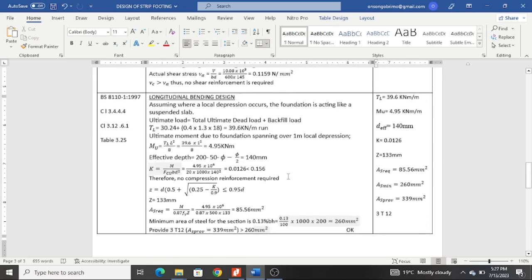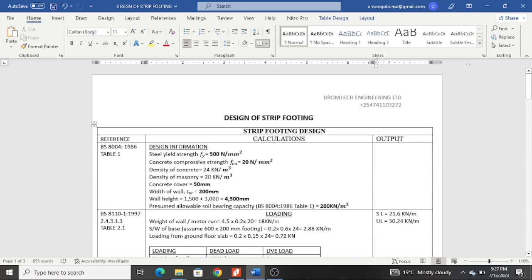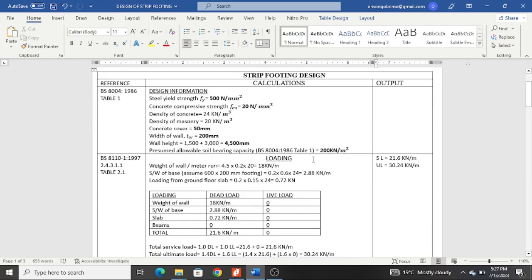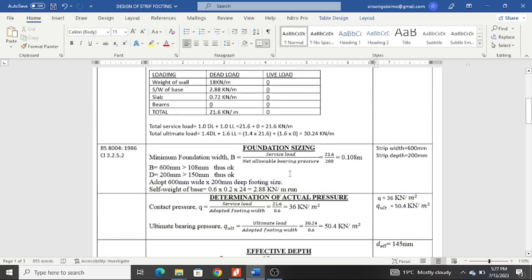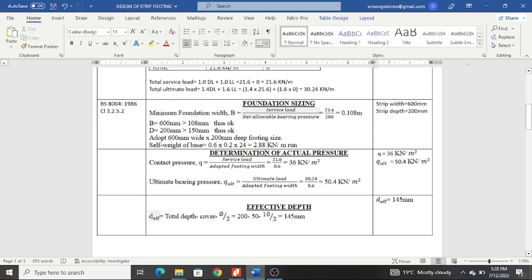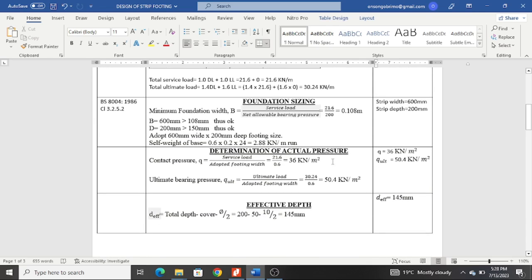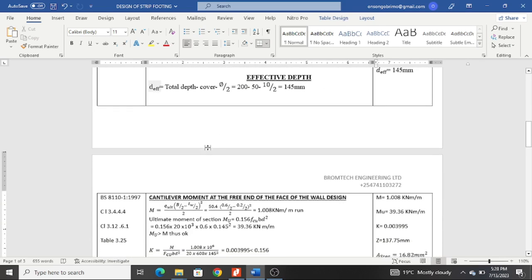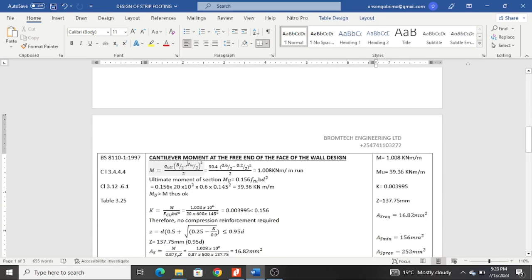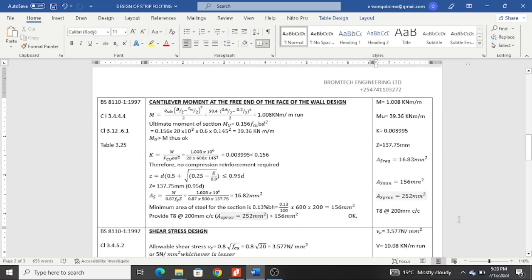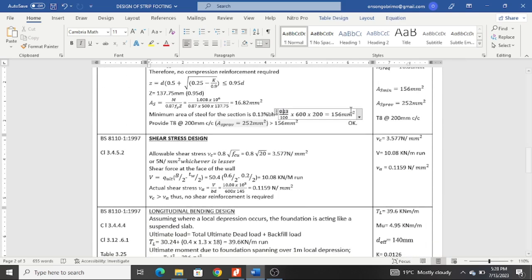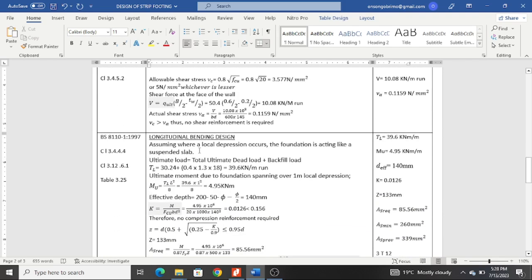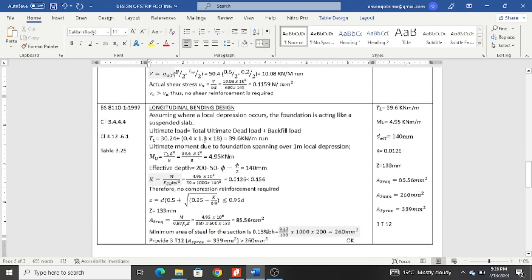Therefore, we have been able to design a footing. Let me take you again through. We listed the design information, we did our loading calculation, and then we sized the footing. Then we determined the actual pressure, both contact and ultimate. And then with the effective depth, we are able to calculate the cantilever moment and find out the reinforcement in this direction. This is the short direction. And we did shear stress design and design for bending.